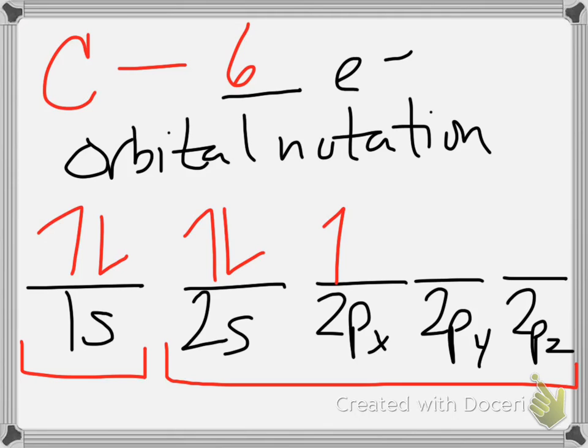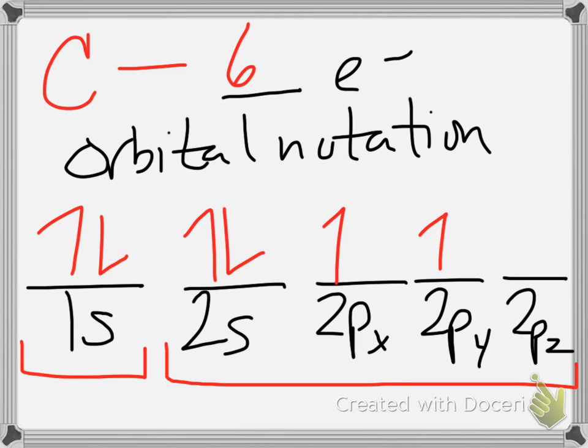Where does that last electron go? 2py. It's not going to take a roommate. The 2p's are all the same energy level. It doesn't take any more energy to go into one of those other 2p's; it would take less energy to go into the other 2p than it would to overcome the repulsion. Okay. That's the orbital notation for carbon. That's it. It's not hard.